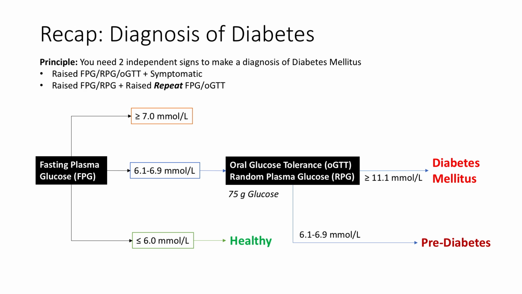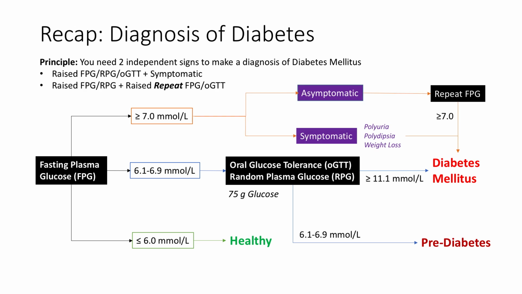There's another alternative. Sometimes people don't come in with an FPG. They come in taking an OGTT or random plasma glucose, so they didn't fast properly. The indication to continue investigating further is if the random plasma glucose is above or equal to 11.1.